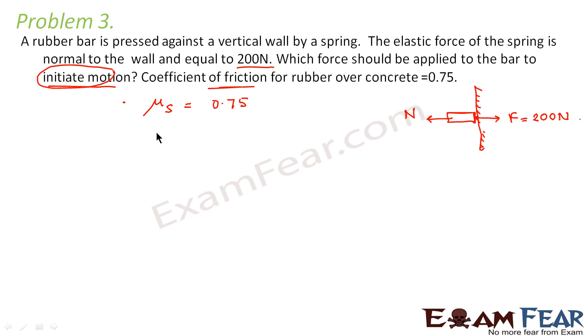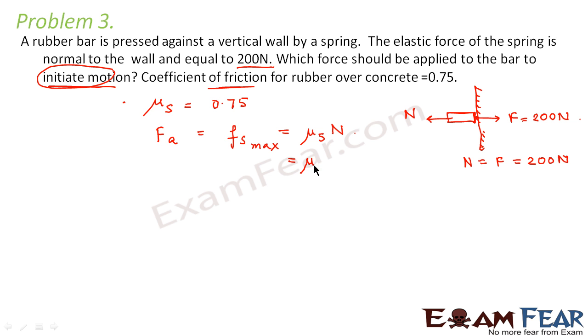Now to initiate motion, the applied force Fa should be equal to the Fs maximum value, that means the maximum value of static friction. What is the maximum value of static friction? It is mu s into N. Now from this diagram, we can see that, since the body is at present at rest, N is equal to F, which is equal to 200 Newton.